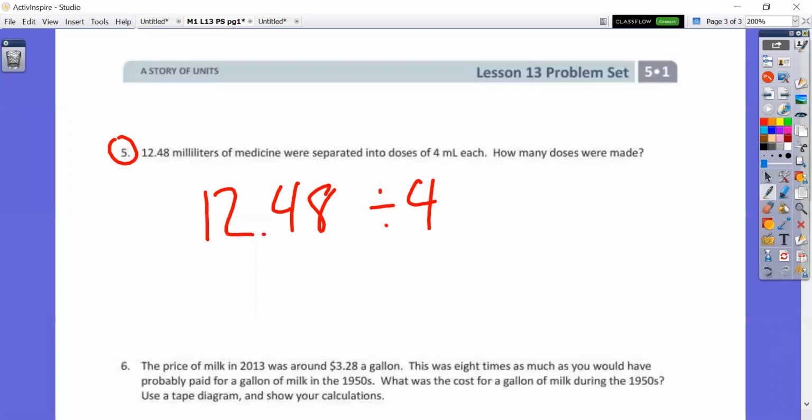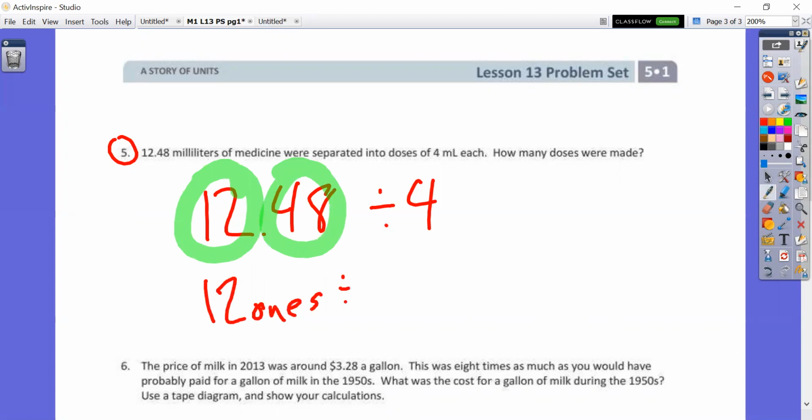So if I'm thinking about this, I'm looking for multiples of 4. 4, 8, 12, 16, 20, 24, 28, 32, 36, 40, 44, 48, 52. And I did see those. I see two sets of multiples here. So I see 12 ones, and we're going to divide that by 4. And then we're going to do 48 hundredths, and we're going to divide that by 4.